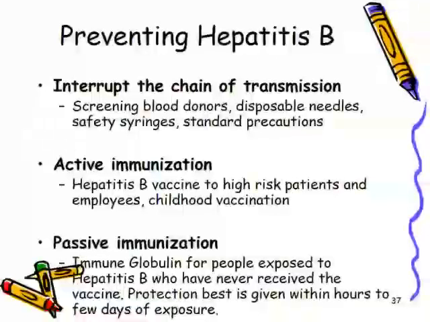Passive immunization can be given through what we talked about earlier, Hep B IG, so that's that immunoglobulin for people that have had exposure to hepatitis B and who've never had the vaccine. So typically we want to give that pretty quickly after their exposure to have the best outcome.